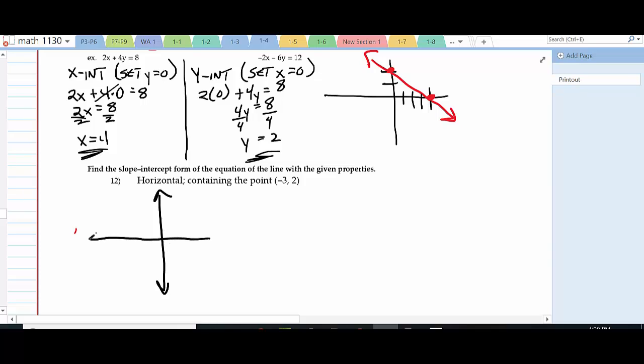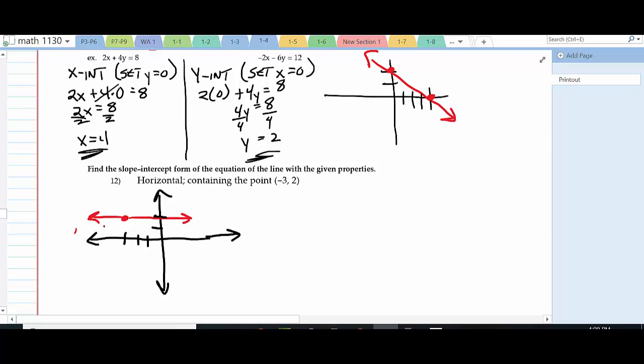Let's just draw an XY axis, and then let's plot the point. So the point is -3, 2, then we'll put a dot there. So that's the point that you have. So if it's horizontal, that means it's going this way. So draw your line like that.